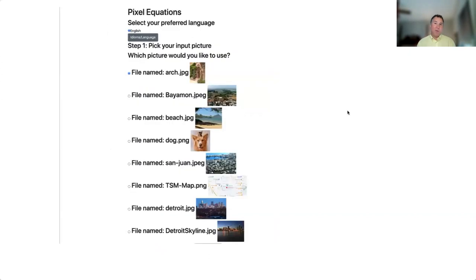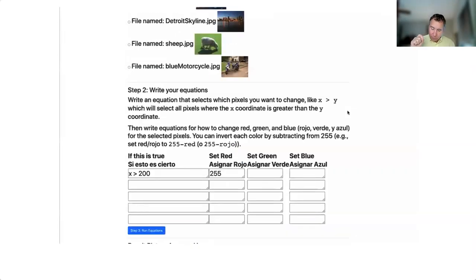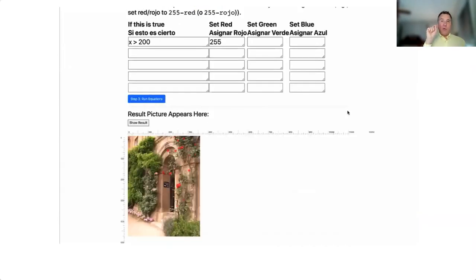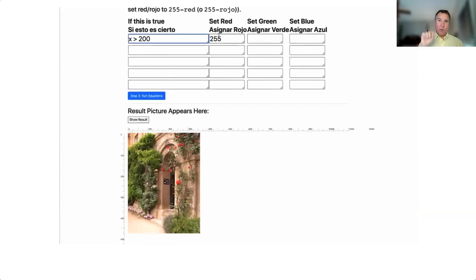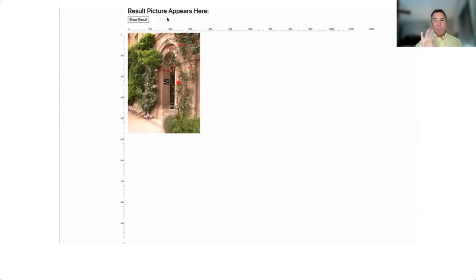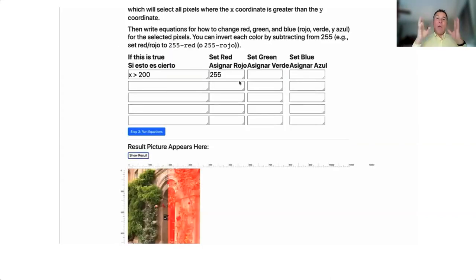So the first part is that they're basically building image filters. We want them to identify a picture that they want to use as input, and then to realize that they can use an equation of a line or an equation of a section of a graph to describe part of a picture, that what they know about using mathematics to select part of a graph can also be used to select part of a picture.